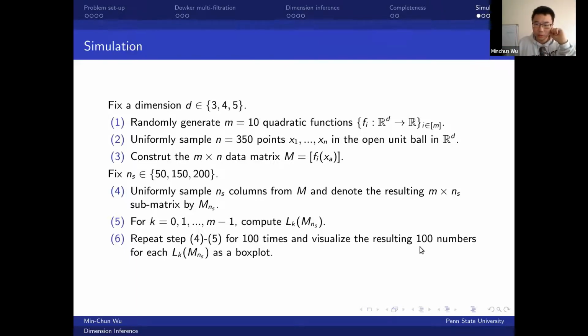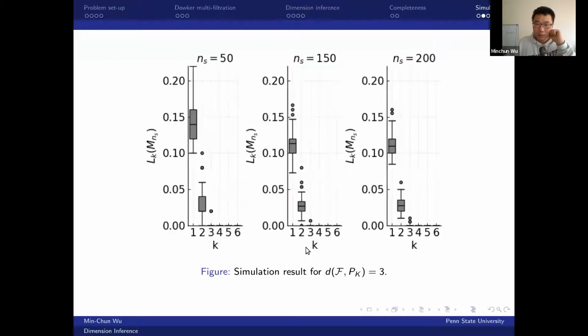And then to represent these 100 numbers as a summary, we use box plots and see whether it is 0 or it's not 0. And here are the results. So for dimension equal to 3, we are expecting L1 and L2 to be non-zero. And as you can see here, for 50 points of sampling, we really get these box plots. And for L3 and above, they just have noise or nothing.